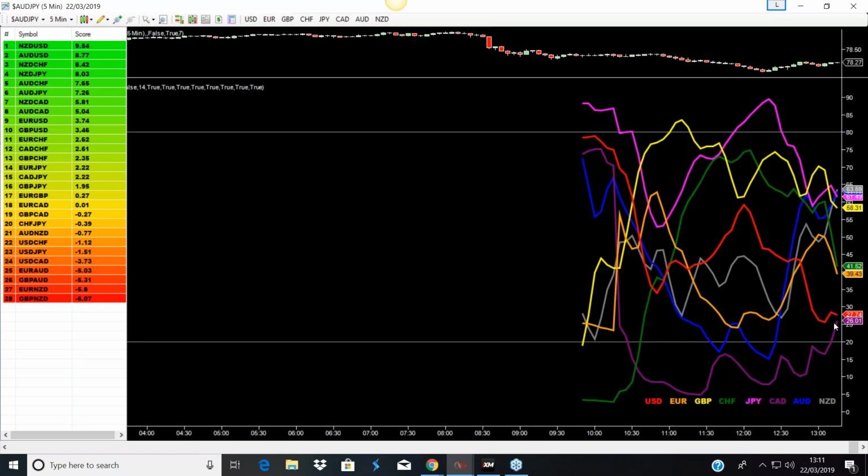And David, have you got Canadian, or have you got some other pair, the Aussie dollar? Oh, David's got Aussie dollar, because you see here we've got a divergence on the Aussie dollar.